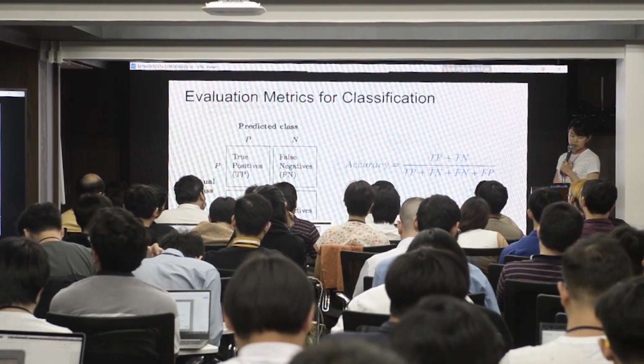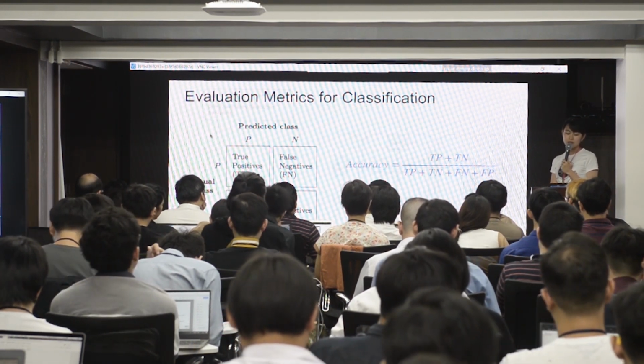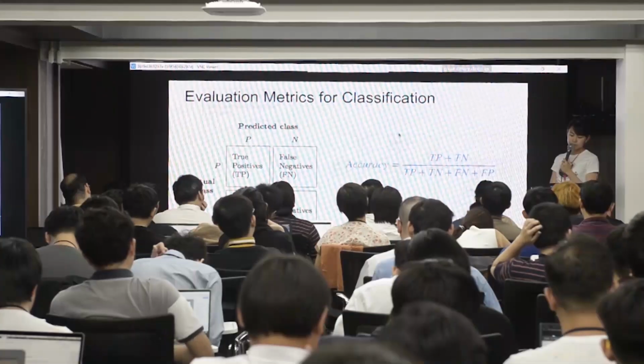You have the actual class, positive and negative. You have the predicted class, and you have the TP, which is true positive, the false negative, false positive, and TN, which is the true negative. The TP and TN are your correctly labeled data, and you can calculate the accuracy on your right-hand side. It equals all the examples in the training set that are labeled correctly, divided by the total number of examples.